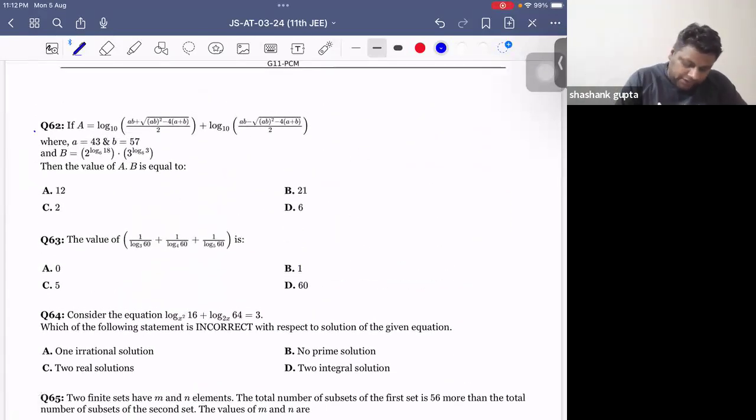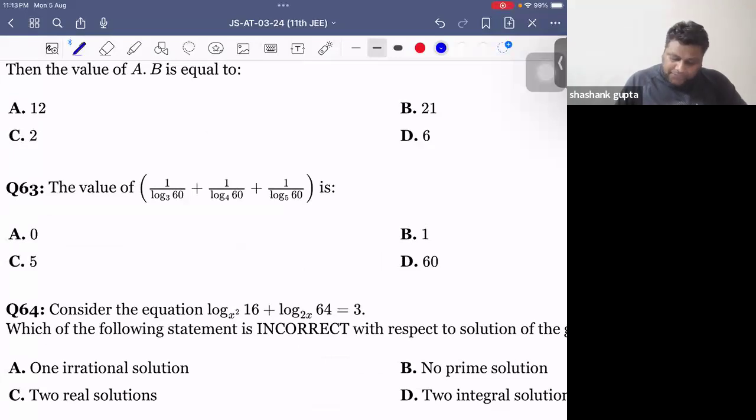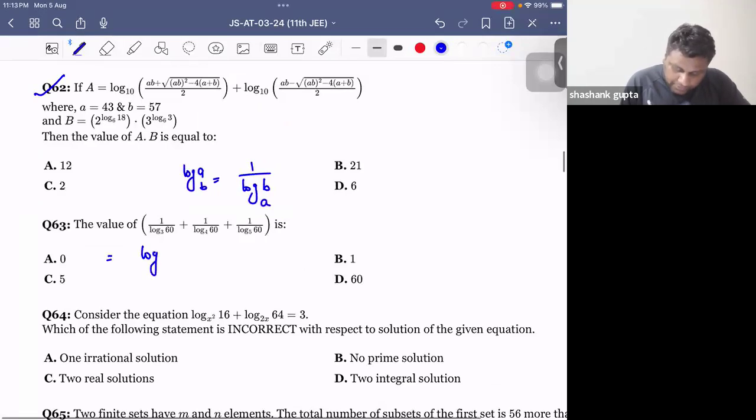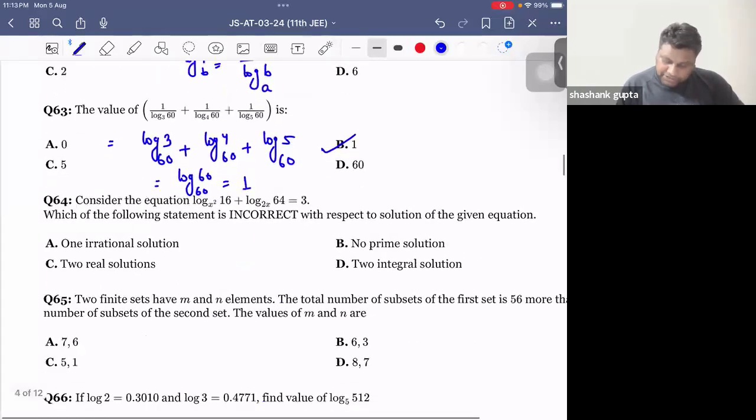All right. So it was a good question. Now see, question 63, this is what I have already done. If I convert all the three logs using log a base b is 1 upon log b base a, this question will become log 3 base 60 plus log 4 base 60 plus log 5 base 60. And this value will be, 5 4s are 20, 3s are 60, log 60 base 60, that is 1. Easy one. All right. 64 we have already done.